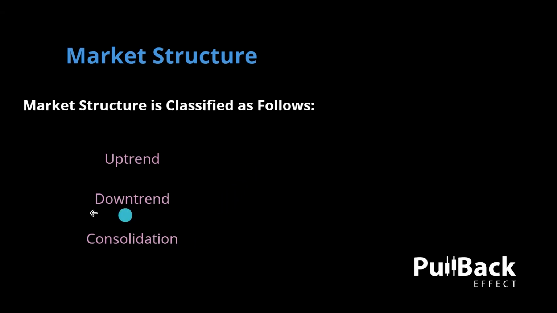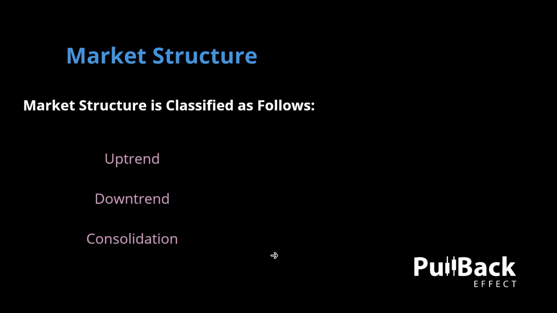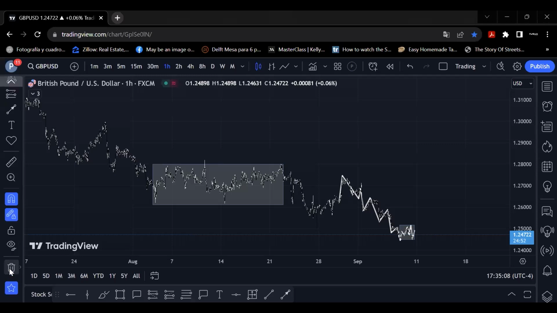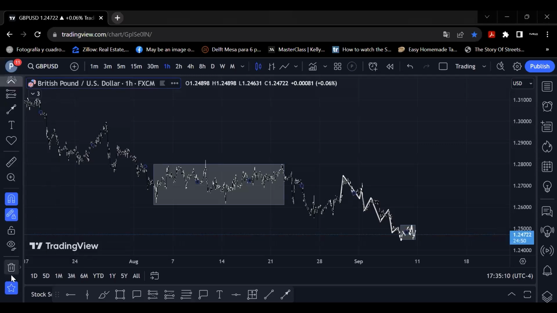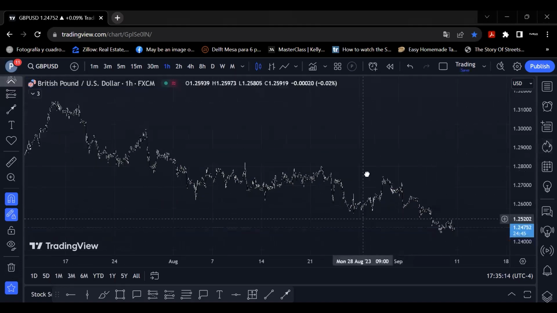We also have what's called consolidations. The moment a market starts consolidating, it's usually a time of indecisiveness, so you probably want to stay out or not force a trade during these market conditions. Now let's head over to TradingView, and we're going to identify different types of market structures.